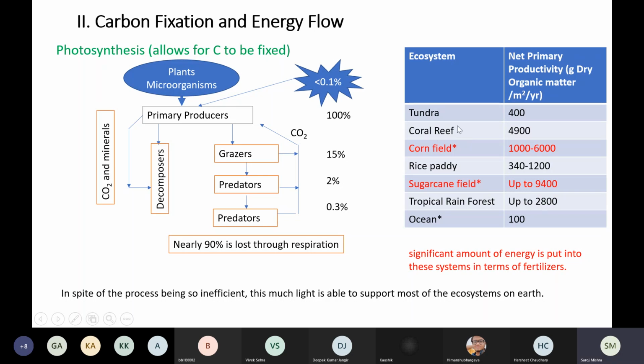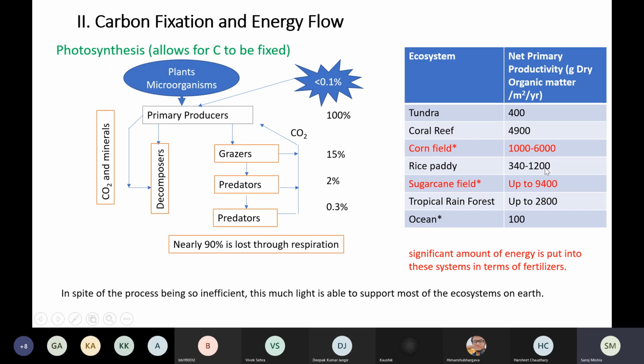Because the photosynthetic microbes which are a part of the coral reef, they are able to trap a lot of carbon dioxide into organic matter every year. Then there is also cornfield. Then there is the sugarcane field. So you see, up to 9400 or up to 6000.